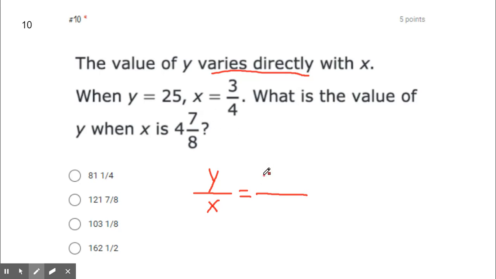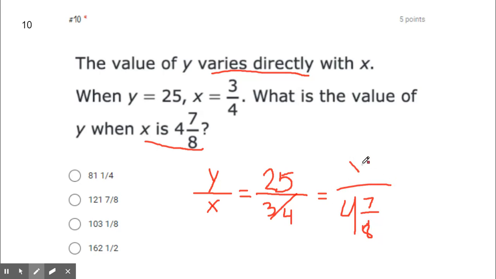The y they give us is 25. When y equals 25, x equals 3/4. Well, what is the value of y when x is 4 7/8? So this is x. So I'm going to put 4 7/8 down here. We want to know what that would be for x. We don't know what y would be. So that's the unknown. This is what we're trying to find. This is bringing back something y'all did last year where you had to multiply those across from one another and then divide by the one remaining.